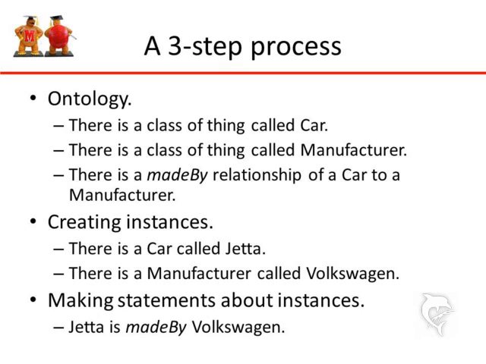Then we get down a level in granularity, and we create an RDF document that instantiates the classes in our ontology. The class of car has an instance called Jetta. The class of manufacturer has an instance called Volkswagen. And now we can say that Jetta is made by Volkswagen. The instantiation of the classes and the statement of the relationship can happen in the same document or in different documents. It makes no difference.